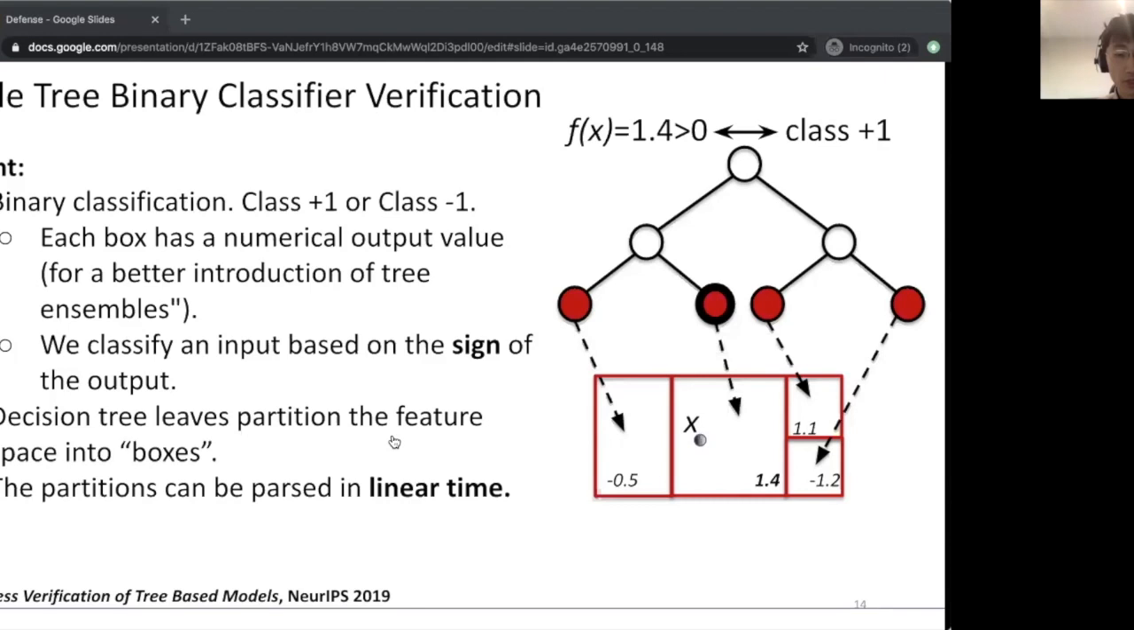In decision trees, you can regard the leaves as a partition of the feature space. So you partition this feature space into a collection of disjoint boxes, and the output value is basically determined by which box the input falls into. The partition of this decision tree can be parsed in linear time, basically using just a DFS, depth first search.